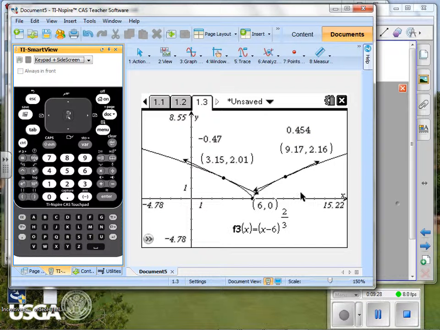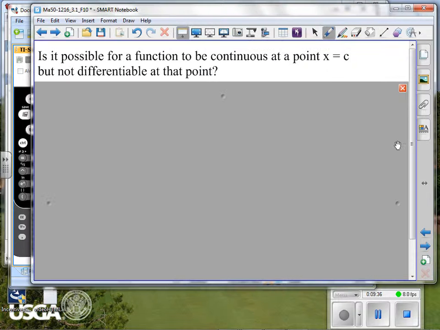Is the function continuous then? Yes. Okay. Was the function differentiable? Was there a derivative there? No. Here's a statement. Is it possible for a function to be continuous at a point but not differentiable at the point? And we just saw an example.